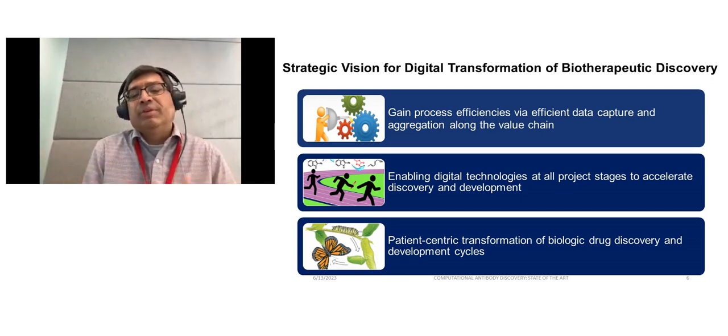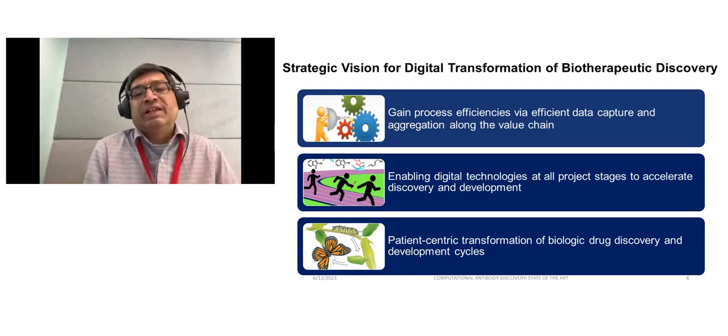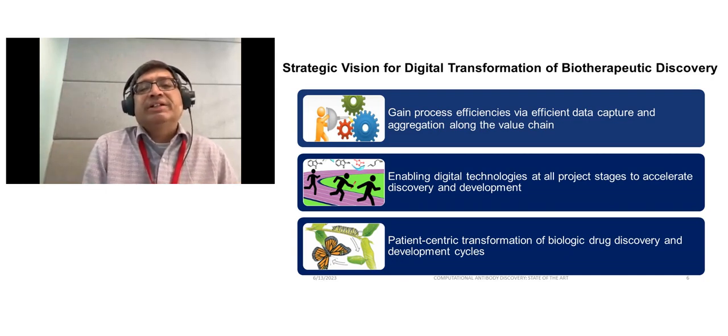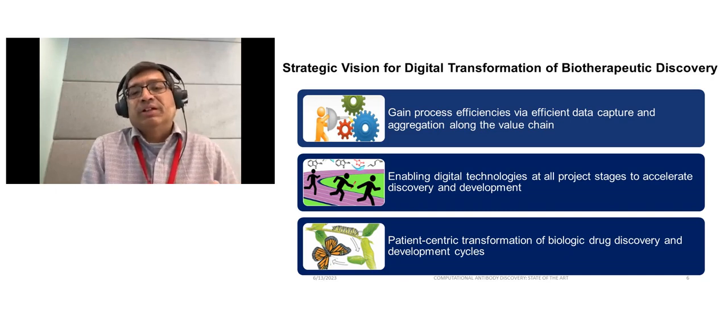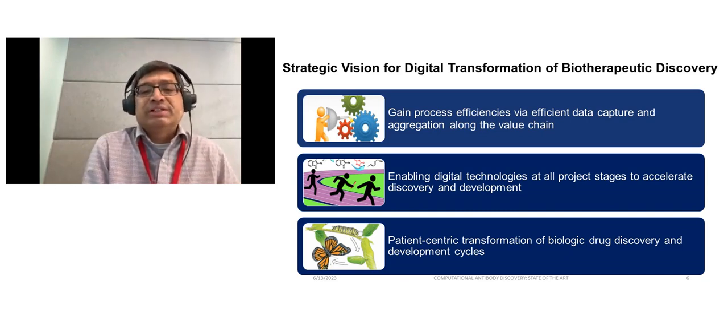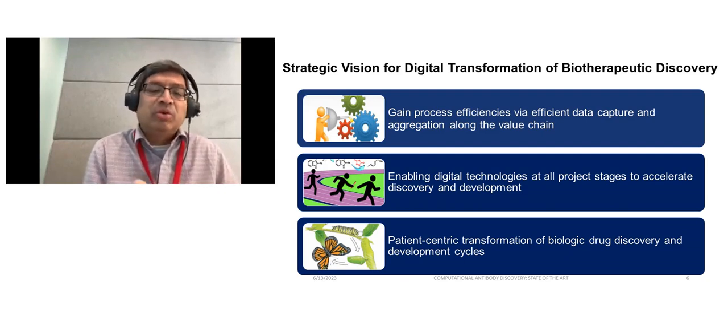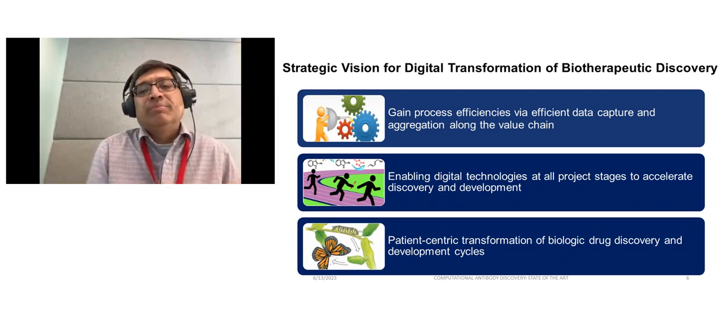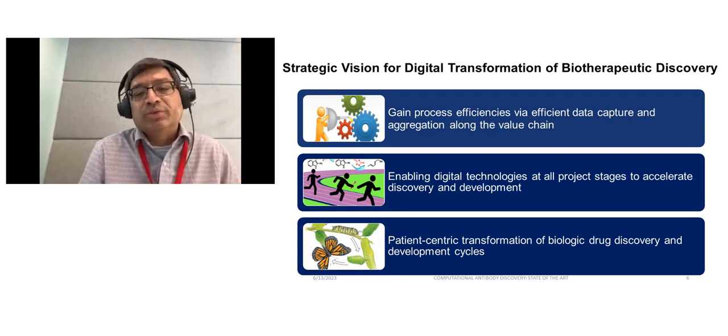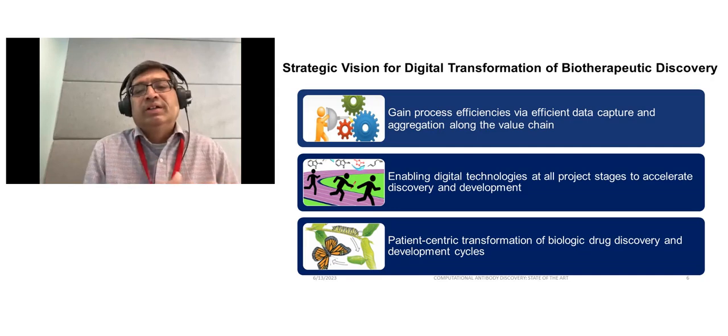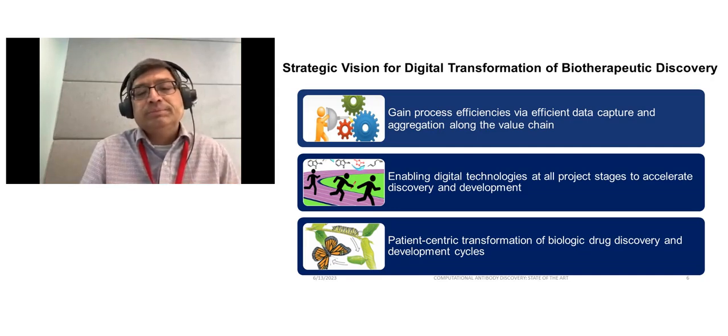And I think a major part of all of these things is that this transformation is patient-centric, in the sense that it enables us as pharmaceutical scientists to bring better medicines to patients faster and in a more affordable way. And I think that's the major boon of digital transformation.